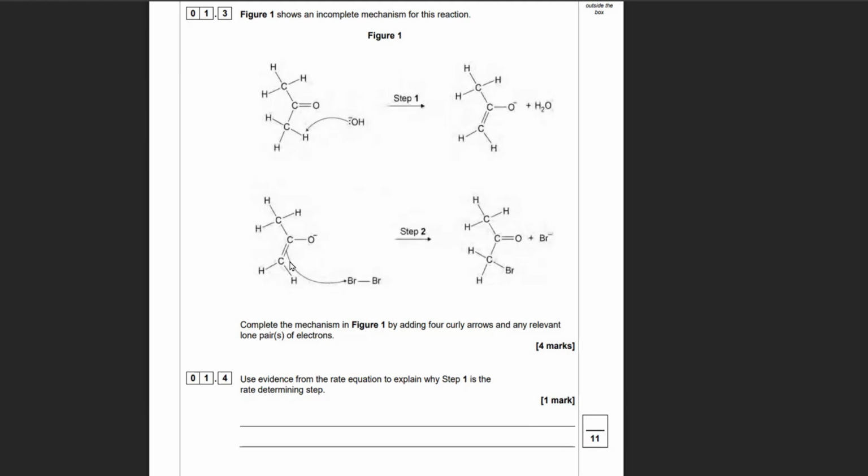You can see bromine, a pair of electrons going from that double bond to the bromine, and that is step 2. Complete the mechanism in figure 1 by adding 4 curly arrows and any relevant lone pairs of electrons. That's 4 marks. Let's go. Pause the video, scribble it down on paper, then unpause and see if you got it right.